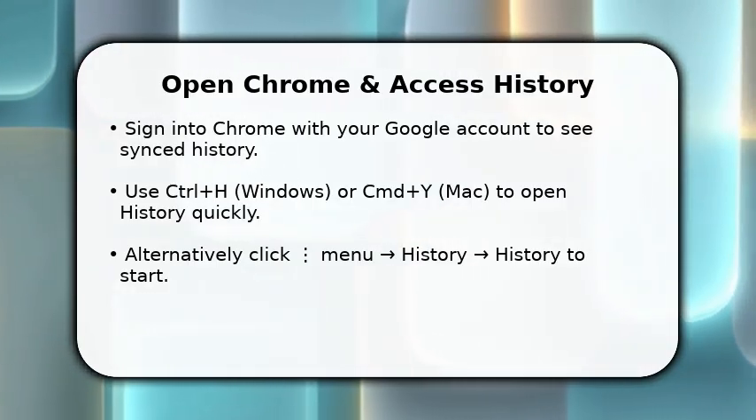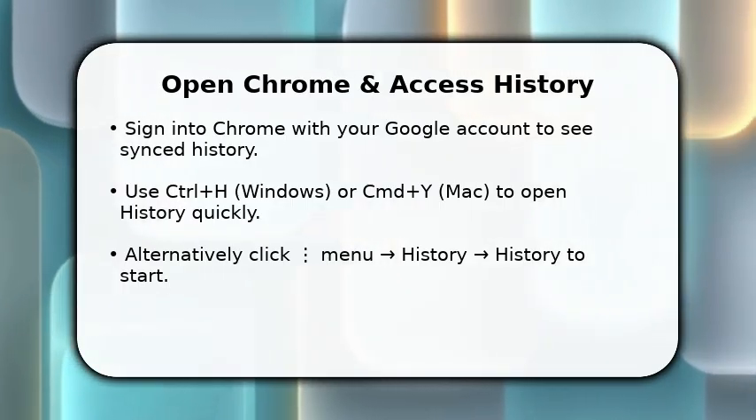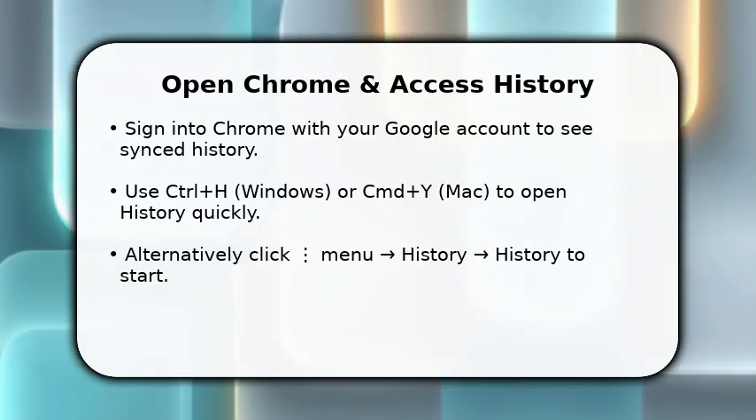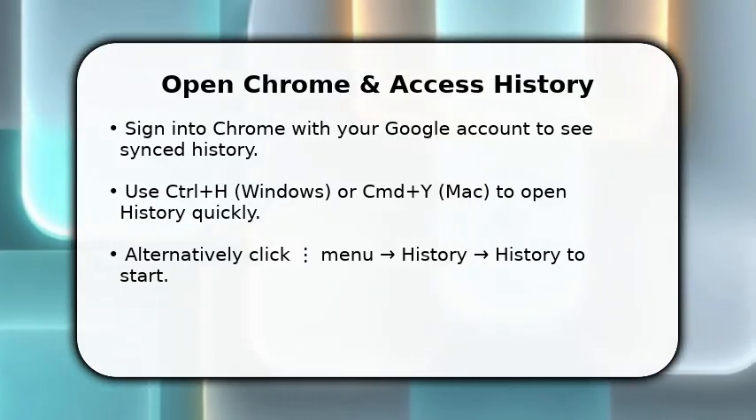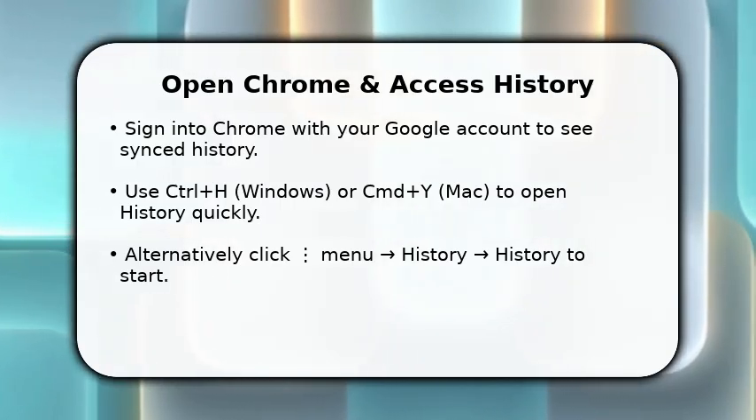Once there, you'll see items sorted by date and device. Make sure sync is enabled if you want cross-device records. Otherwise, you'll only see local entries. This first step takes you straight to the list so you can search, filter, or remove items without extra navigation.